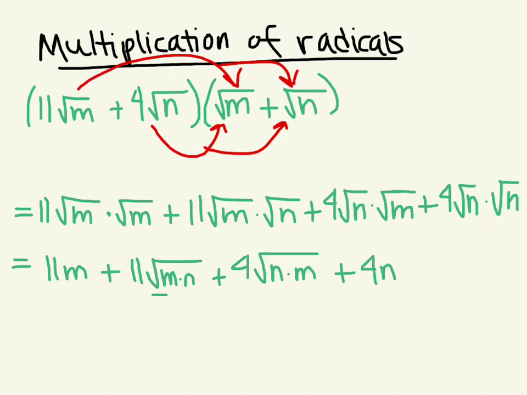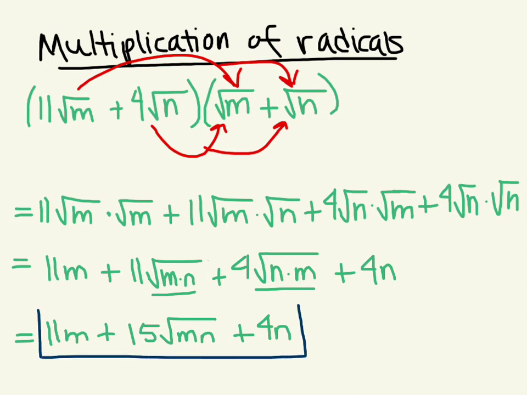Now I see that square root of m times n is the exact same thing as the square root of n times m, because mn is the same thing as nm, because multiplication can be written in any order, i.e. it's commutative. So this is going to give us 11m plus, well, 11 plus 4 is equal to 15 square root of mn plus 4n. Now none of these terms are like. We already combined them all. So this is our final answer.